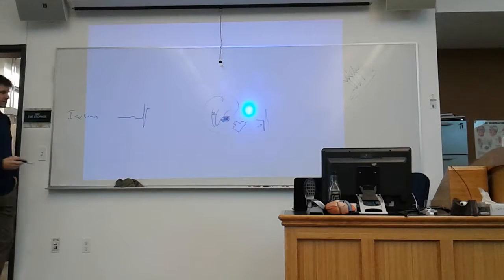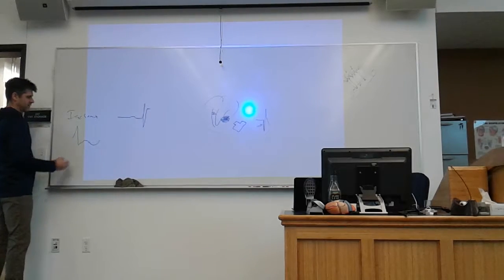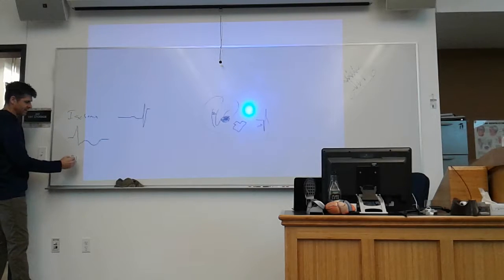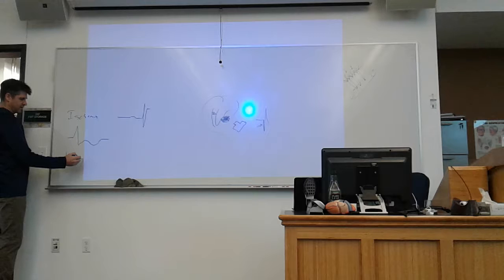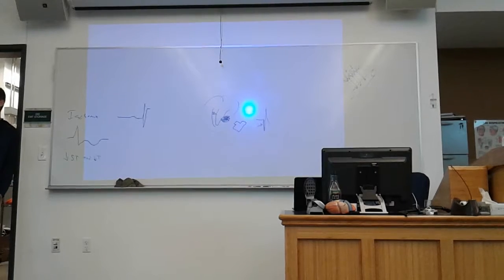ischemia, would be ST depression, and a flipped T wave. That tells us that we're ischemic.